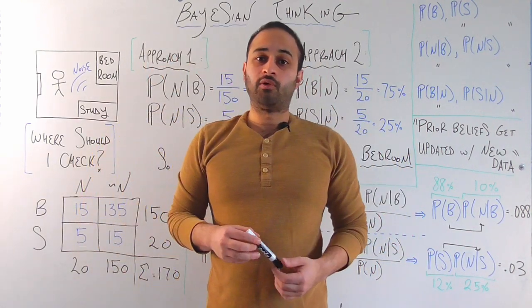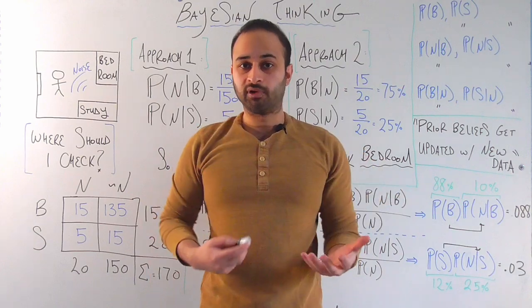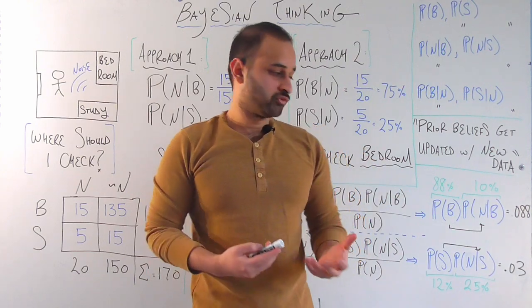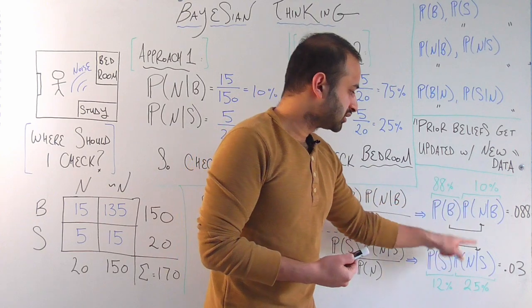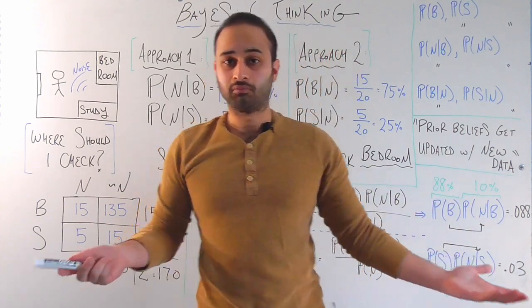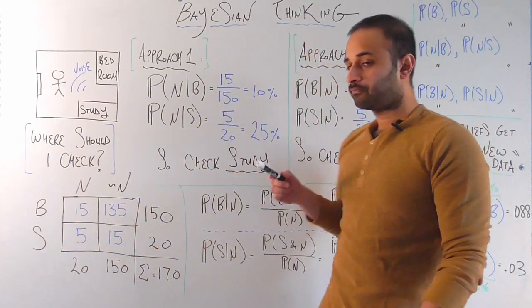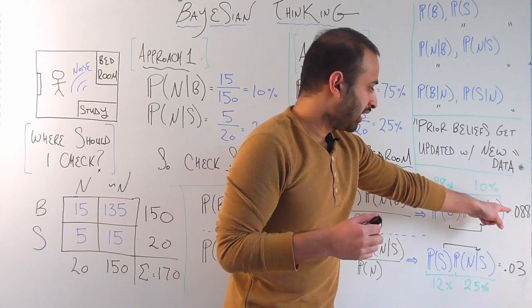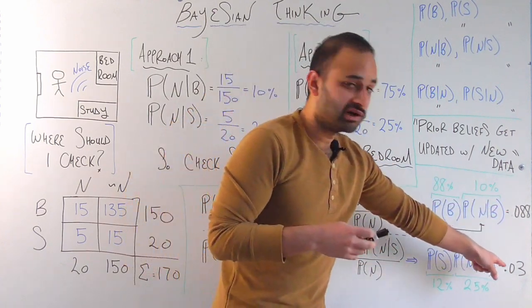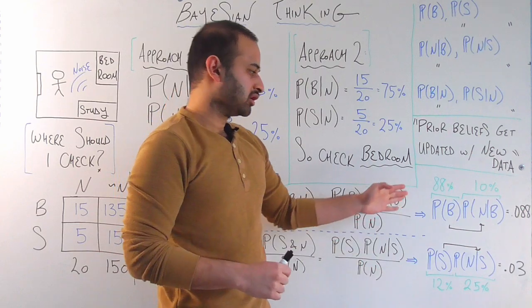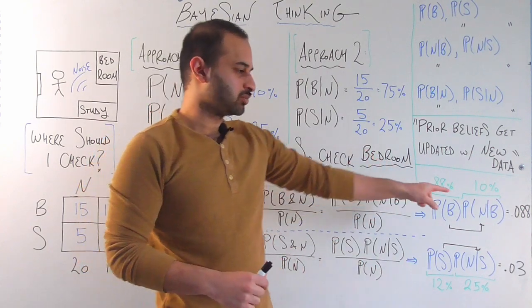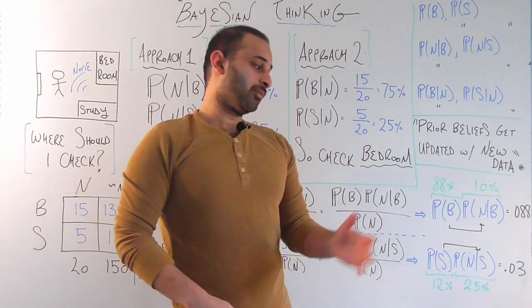What's the probability my phone is in the study? That has to just be the complement of that because they add up to 1, and that's 12%. If I multiply those by these two numbers, which again, comes straight from approach number 1, then I get 0.088 on the top and 0.03 on the bottom, and that explains numerically again why I chose to go with the bedroom in this case, because 0.088 is higher than 0.03.